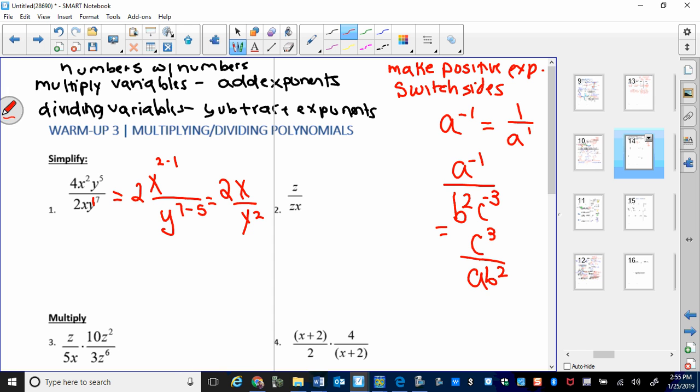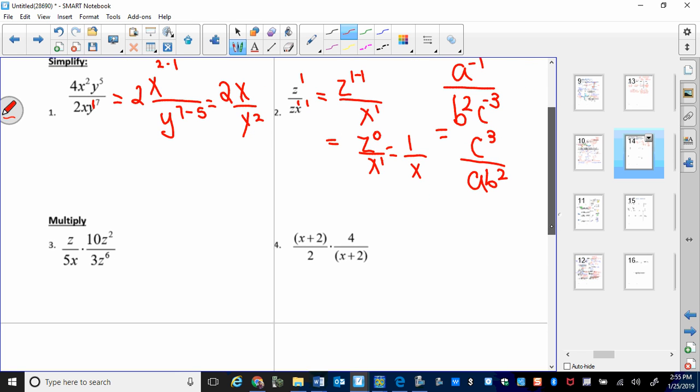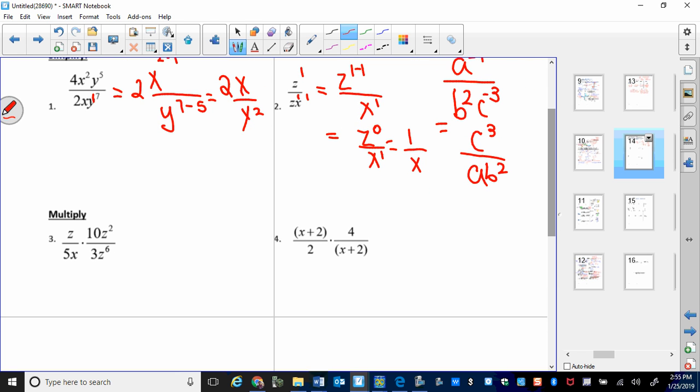Number 2, I have z to the 1 on top, z to the 1 on bottom, x to the 1 as well. So that's z to the 1 minus 1 on top, and x to the 1 on the bottom. Simplified, that's z to the 0 over x to the 1, or just 1 over x. That's the process. I could have skipped a lot of steps, but we need to understand what we're addressing when we have the 0 exponent. So it's kind of a review.